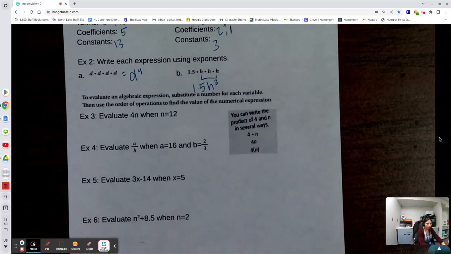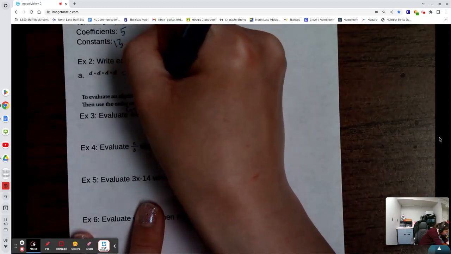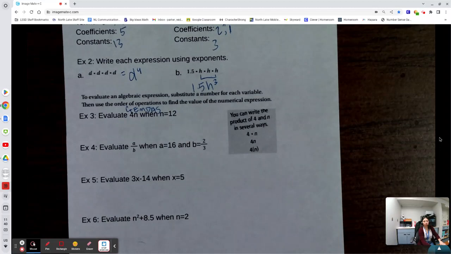Our last section says to evaluate an algebraic expression, substitute a number for each variable. So you know how when there's a substitute teacher, your teacher is gone, but then someone comes in their place? That means we're going to take out the variable and put a number in its place. We will be told what number to use. Then use the order of operations, remember that's GEMDAS, to find the value of the numerical expression.